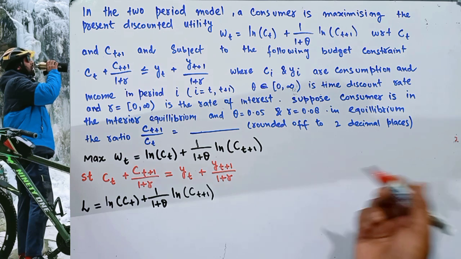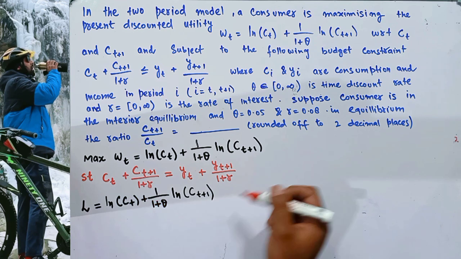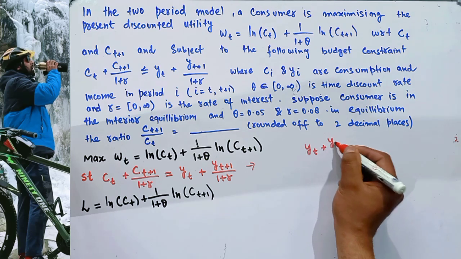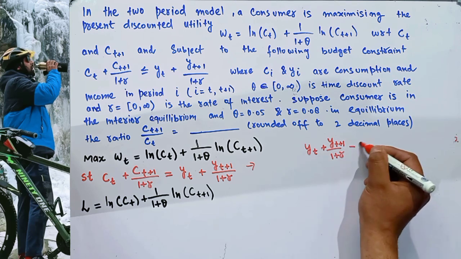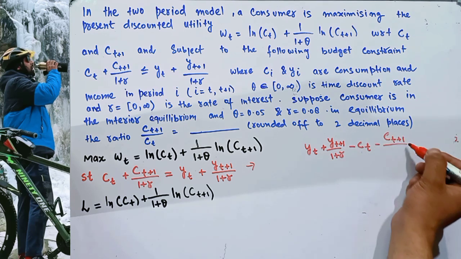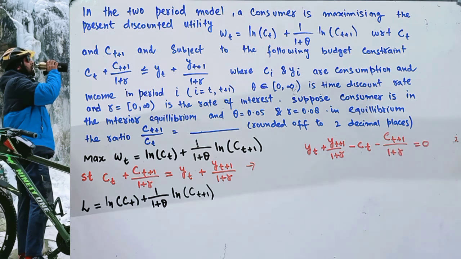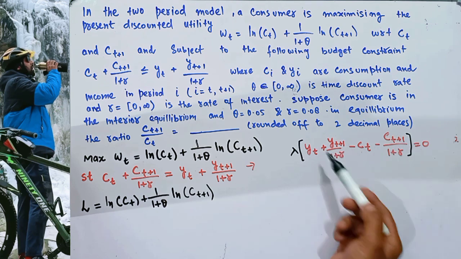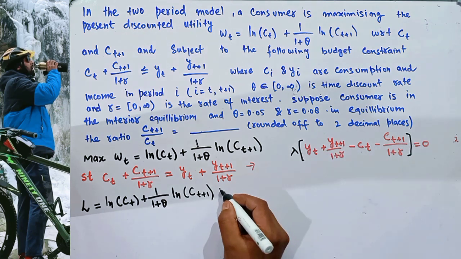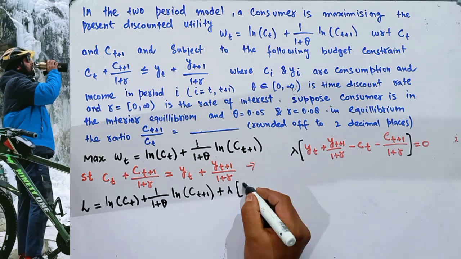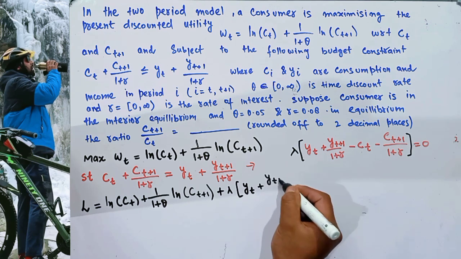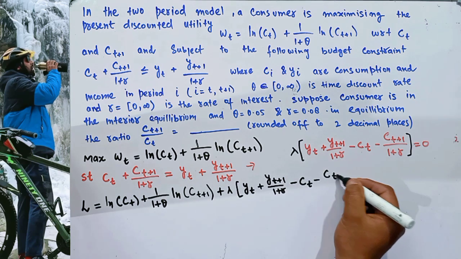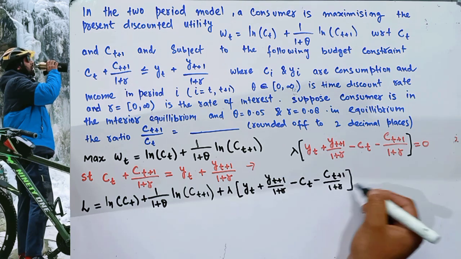Let me explain it here. First we set this budget constraint equal to 0, so we can write Y_T plus Y_{T+1} divided by 1 plus R minus C_T minus C_{T+1} divided by 1 plus R is equal to 0. To this, we multiply by lambda. We add up this objective function and this resulting constraint. So our constraint term will be plus lambda times Y_T plus Y_{T+1} divided by 1 plus R minus C_T minus C_{T+1} divided by 1 plus R, and it should be equal to 0.